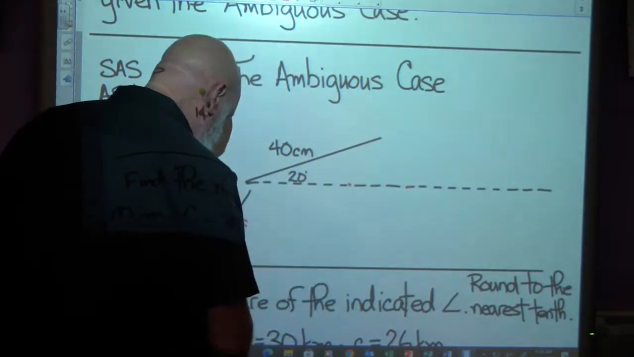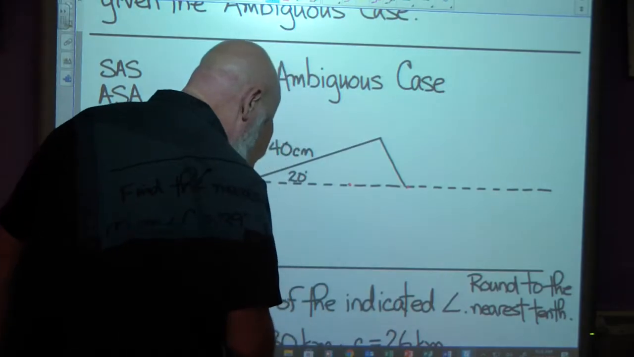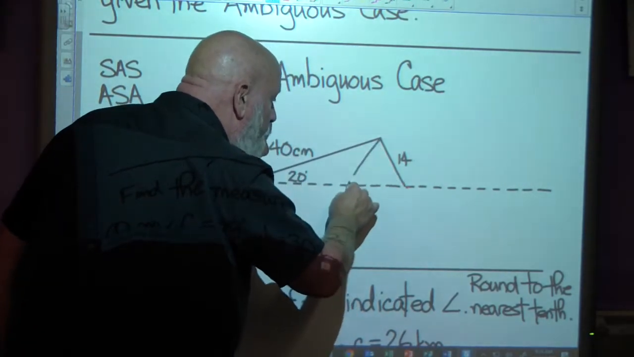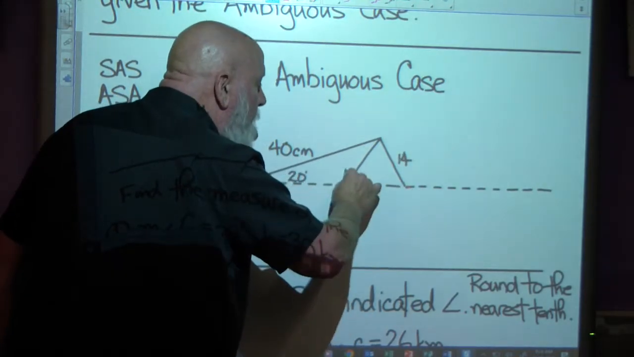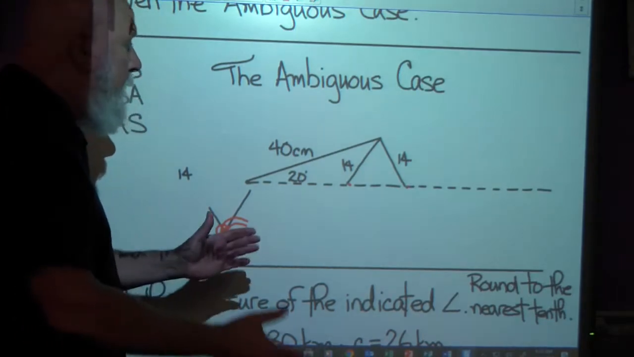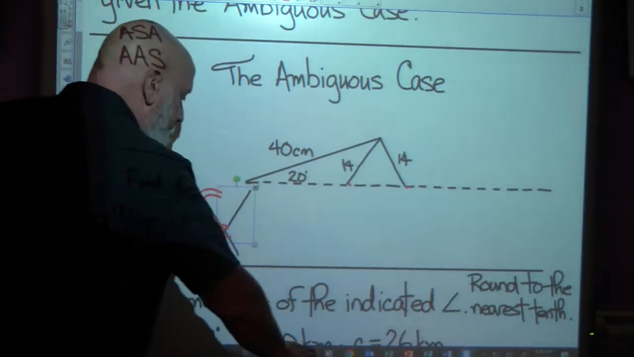In this case, we'll have the other side that's given to us. Let's say it's 14, for instance. It could be drawn here, or it could be drawn here. We want to find these two angles, and I'm going to show you how to do that. Hopefully I'll show you in a way that makes sense.